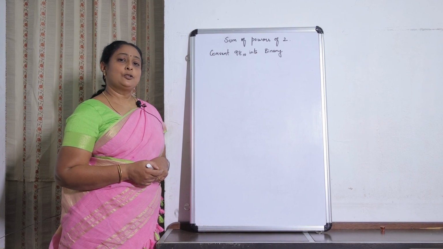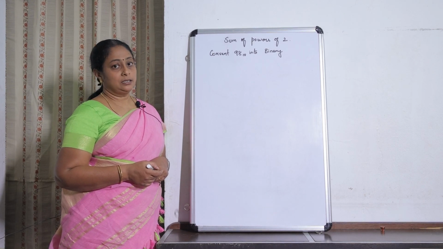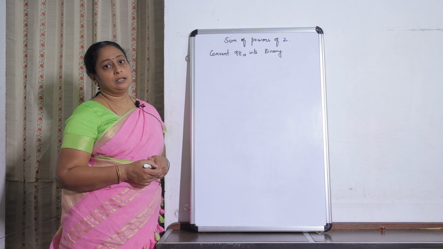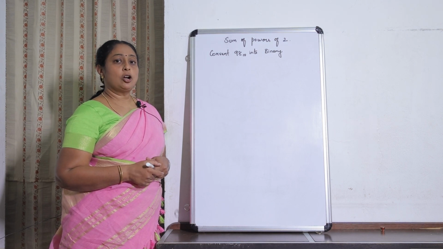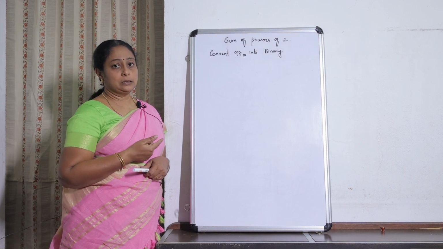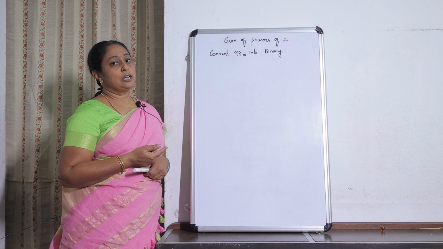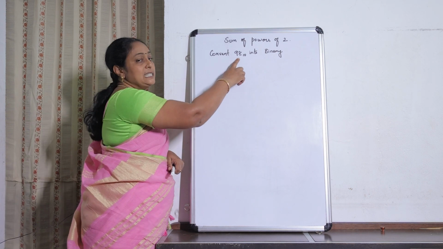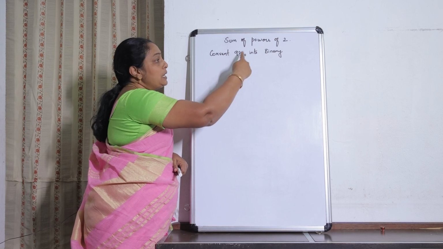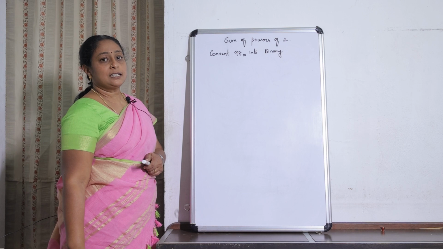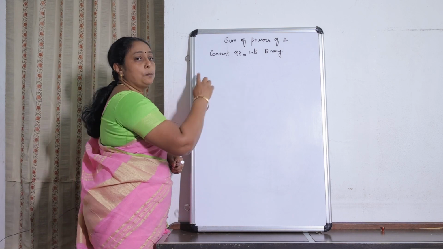Hi everyone. Today we will see how to convert a decimal number into binary using the sum of powers of 2 method. We have already seen one method called repeated division by 2 to convert a decimal number into binary, and this is the other method which can be used. We will see how to convert this 98, which is a decimal number, into binary using the sum of powers of 2 method.